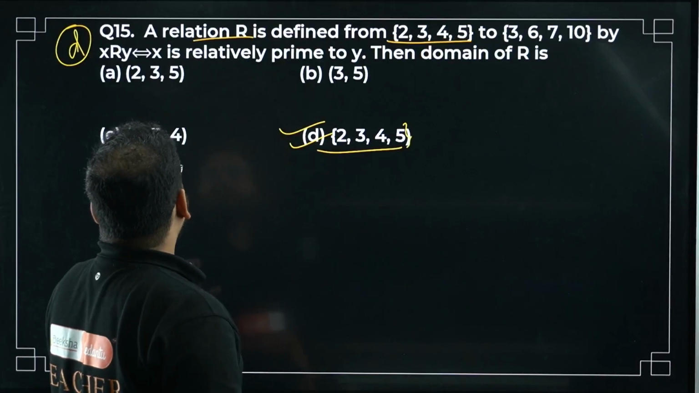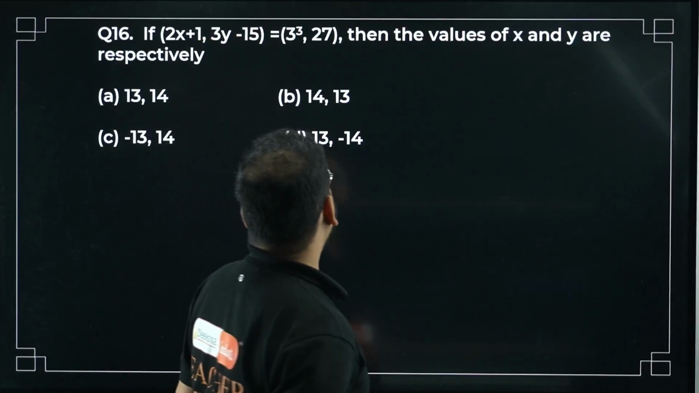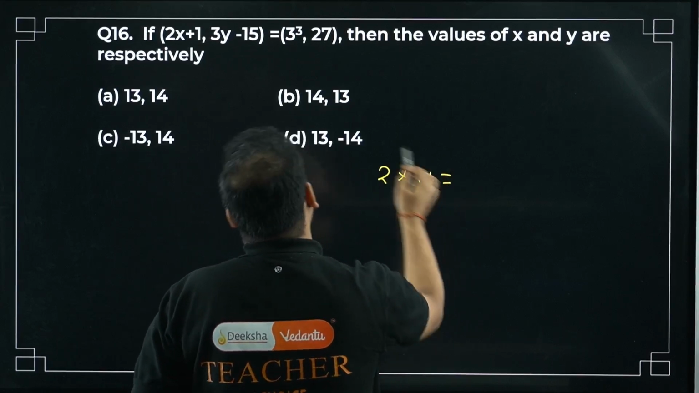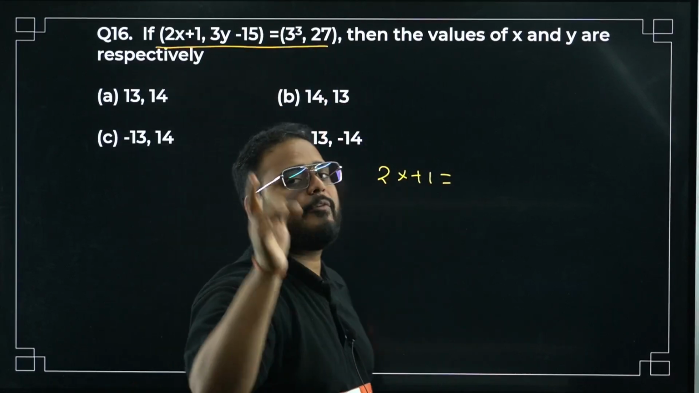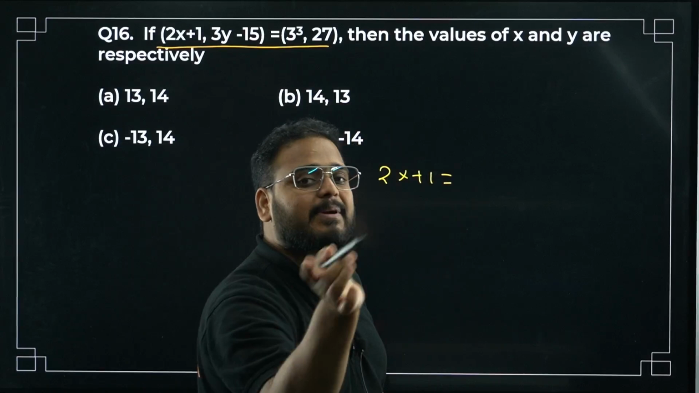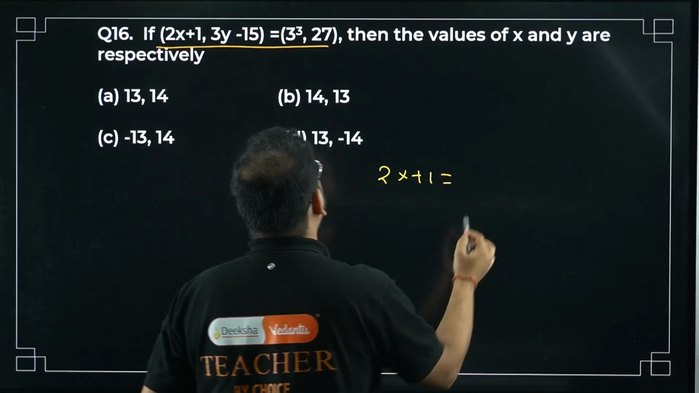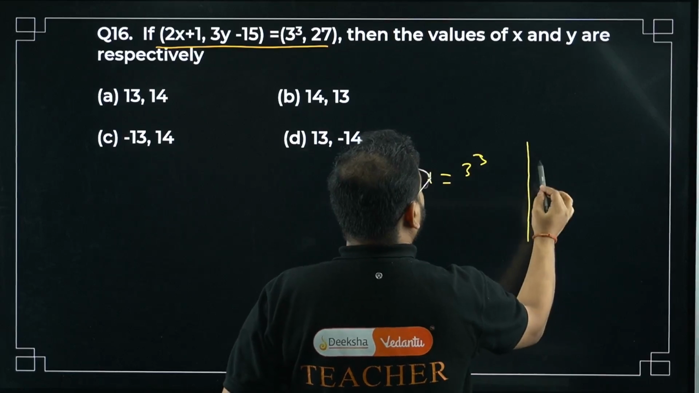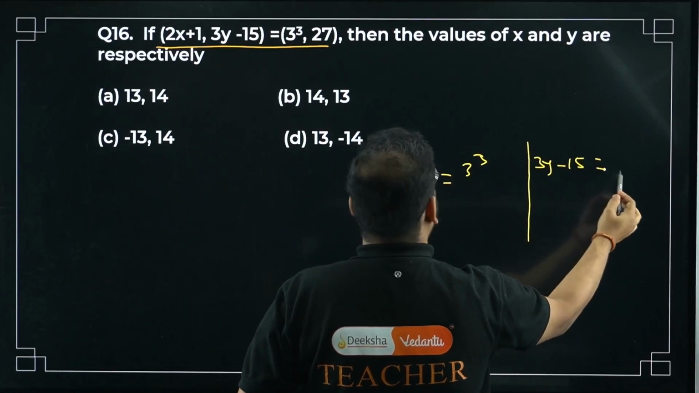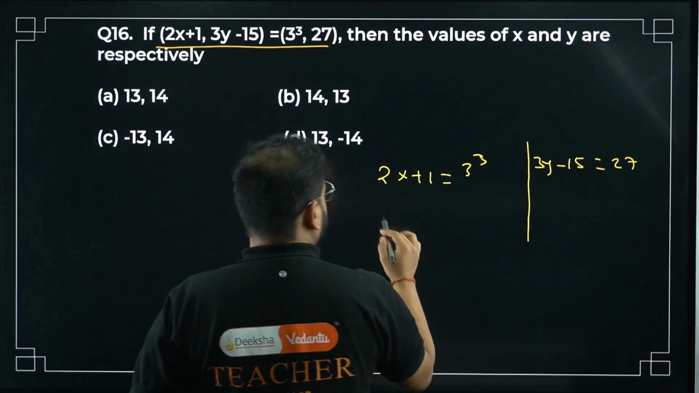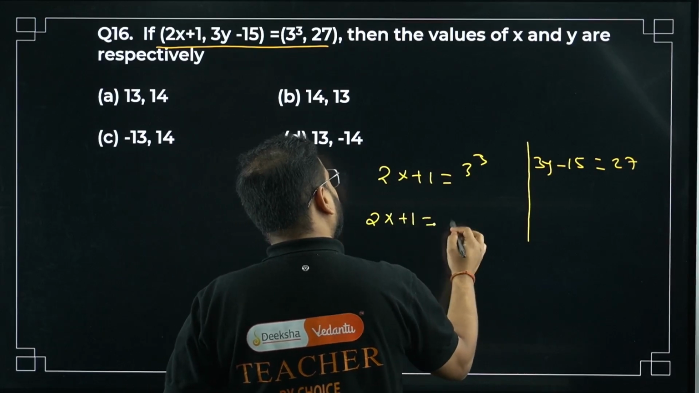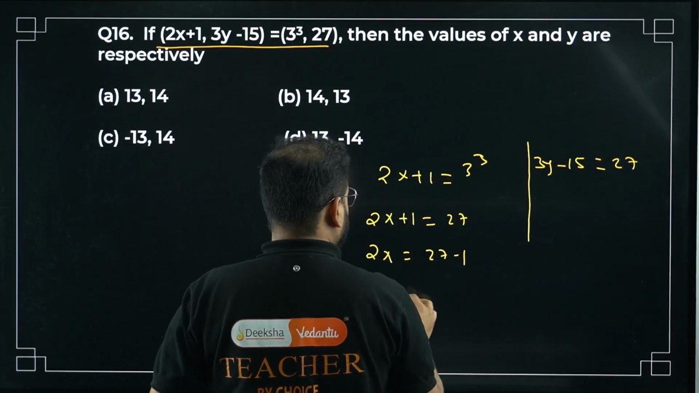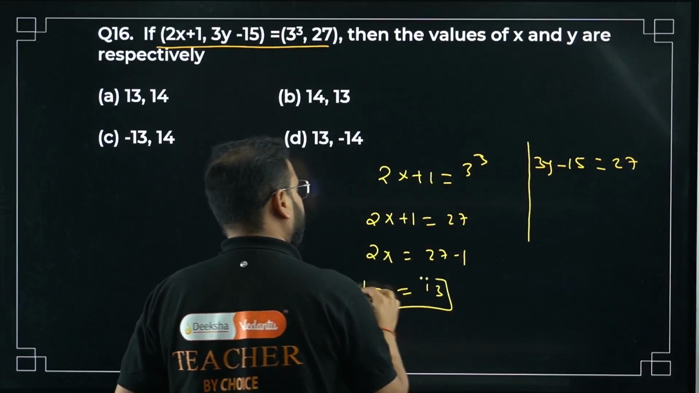16th now, 15th is done. 16th now, if 2x plus 1, okay, this is equal to this part. Very simple, sir. When can we say an ordered pair is equal? When the respective elements are also equal. 2x plus 1 equals to 3 cube. And second condition, what we have? 3y minus 15 equals to 27. Solve it, sir. 2x plus 1 equals to 27. So 2x equals to 27 minus 1. So x equals to 13. 26 by 2 is 13.